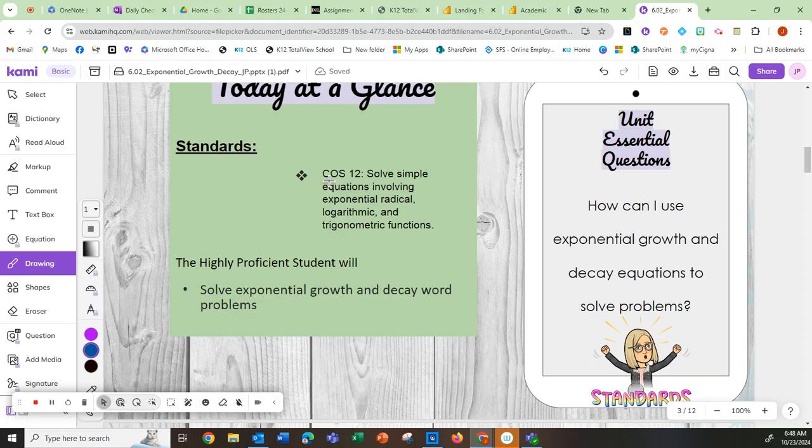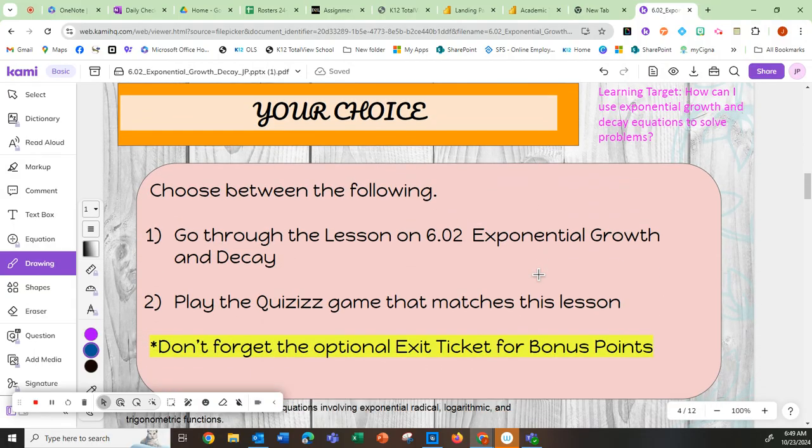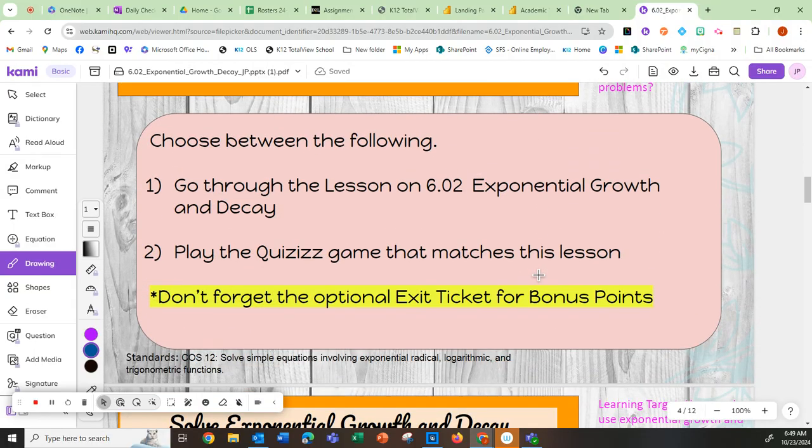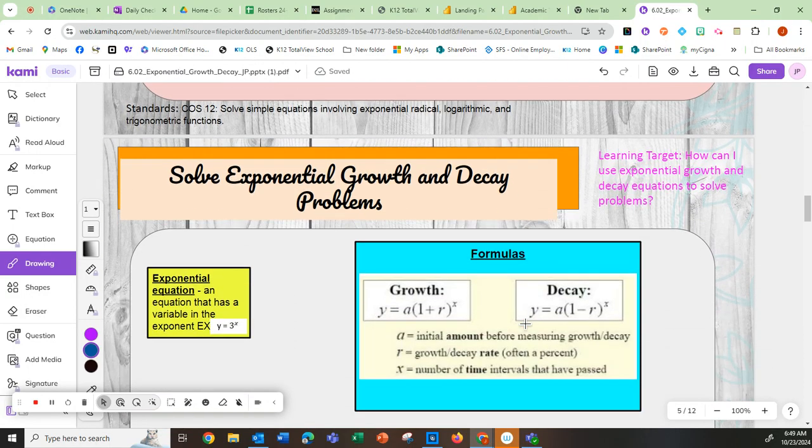Today's Algebra 2 objective we are covering is course standard number 12, solve simple equations involving exponential, radicals, logarithms, and trig functions. And we're specifically talking about the objective that deals with growth and decay word problems. So we're going to look at some word problems today. I promise they're not the hardest word problems you've ever done. In the email that I'm going to send this video link to you, I will also put the quizzes link. If you've already gotten through 6.02 and you want to practice some problems from 6.02 with some immediate feedback, you can also use the quizzes link in the email.